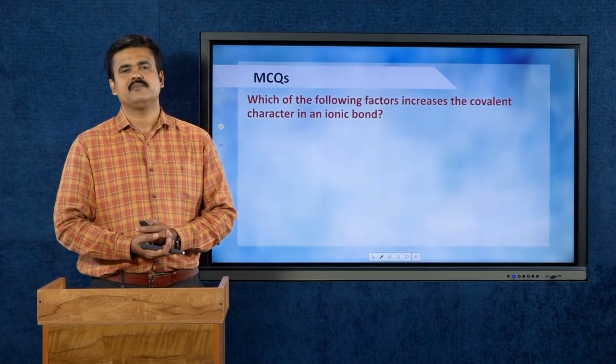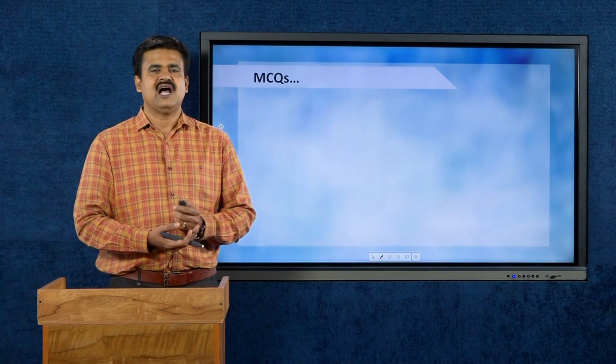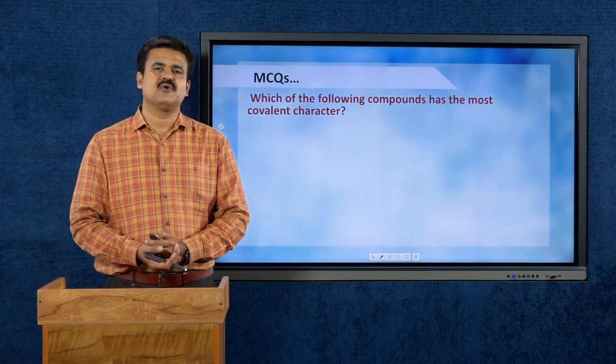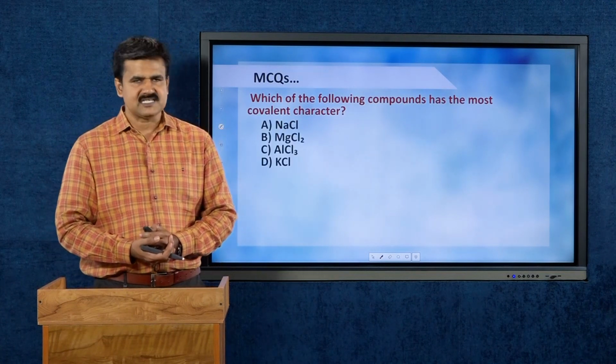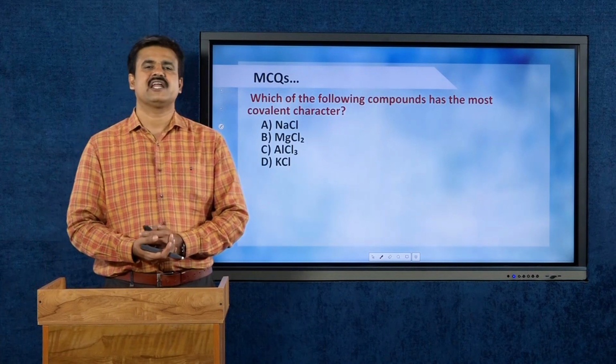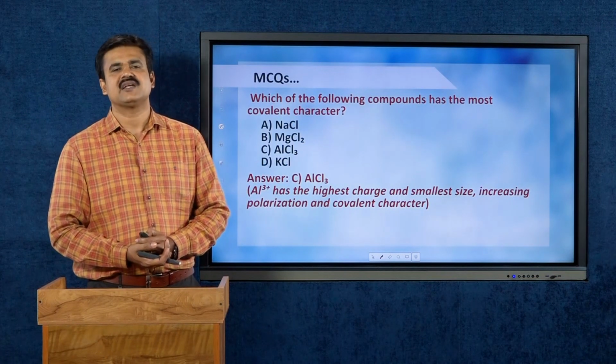This is an MCQ based on the concept we learned. Which of the following factors increases the covalent character in an ionic bond? These are your options, and based on careful analysis of the options, you can arrive at the final result that your option will be option B, that is small cation and large anion. Moving on to another MCQ. Which of the following compounds has most covalent character? These are the options. It includes sodium chloride, magnesium chloride, aluminum chloride and potassium chloride. Answer is option C, that is nothing but aluminum chloride.